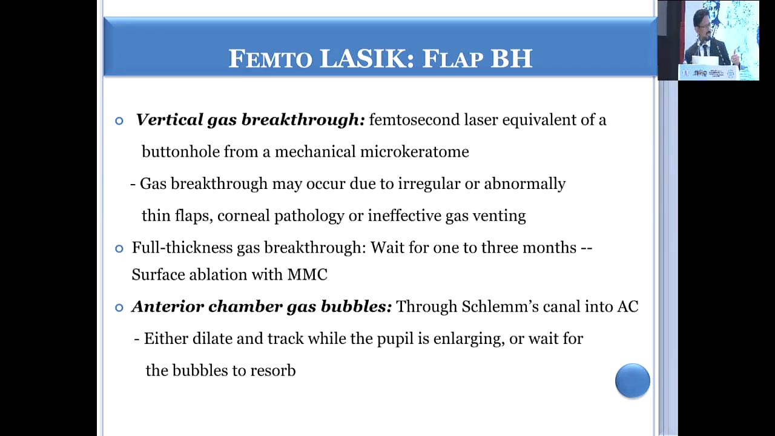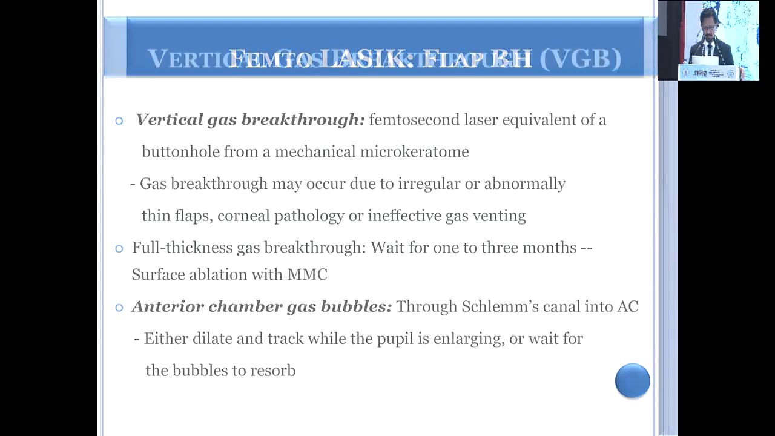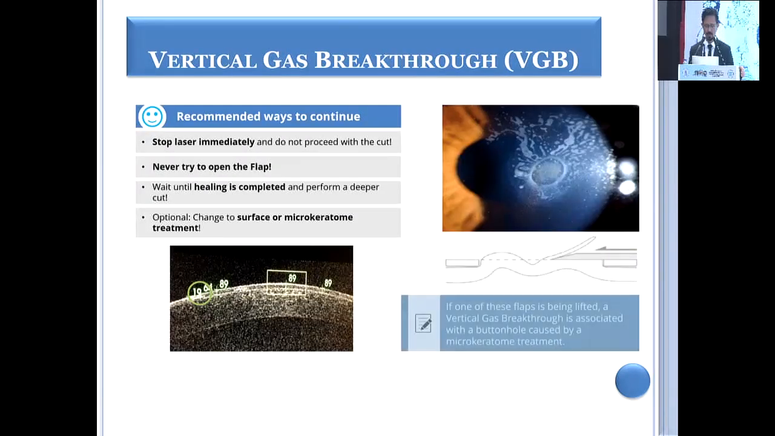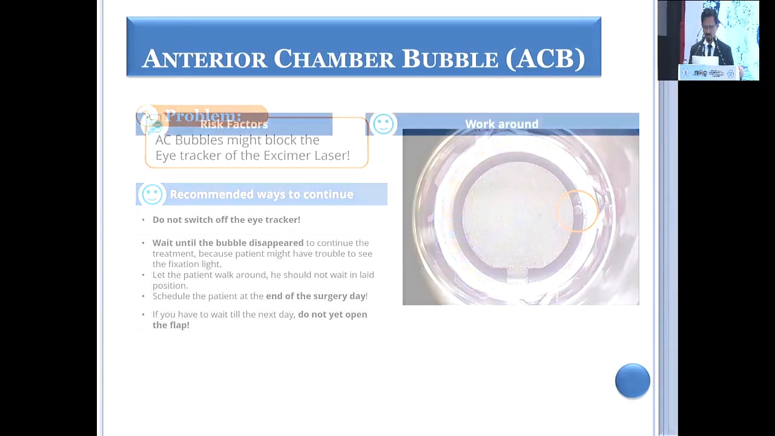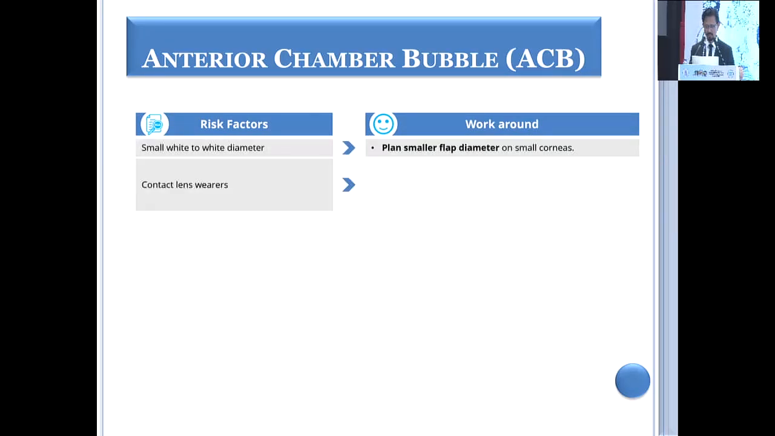But even in femtosecond laser, you can have vertical gas breakthrough, and if that is the case, then that area remains uncut, and then we should avoid the surgery and do it at a later time. And if you have a bubble in the anterior chamber, then in that case, people put off the tracker and do it. That is one way of doing, but that may not be the most ideal way of doing it. The best thing is that you can wait for a few hours, and once the bubble becomes a little smaller when your tracker starts working, then you can do with a better result.